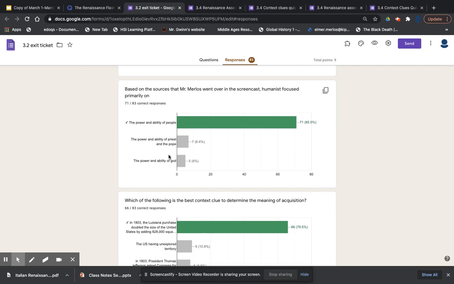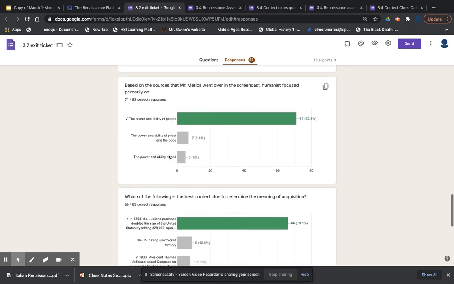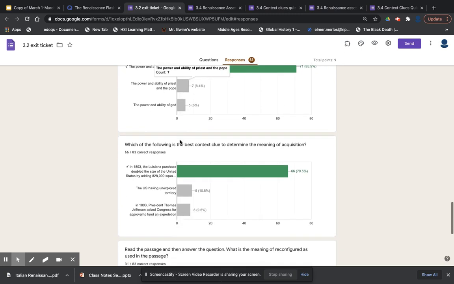Based on the source that Mr. Myrtles went over in the screencast, humanists believe or focus primarily on the power, ability, and beauty of people. I'm concerned about people that are still answering this because humanists, yes, they were religious, but they combined that with their own ideas of people.